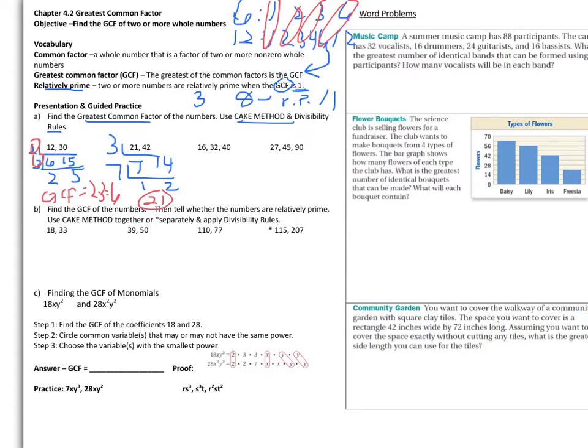The next one, 16, 32, and 40. Let's start with 2. Keep using 2: 8, 10, then 2, 2, then 4, 5, and then we stop here. Our greatest common factor is 2 times 2 times 2, which is 8.